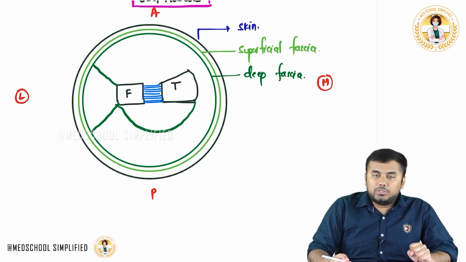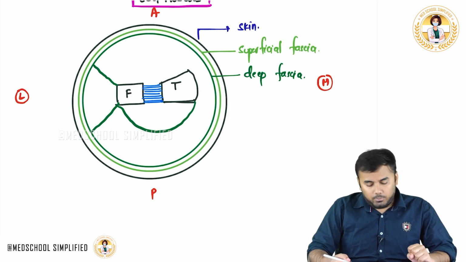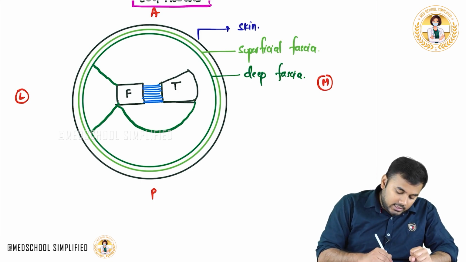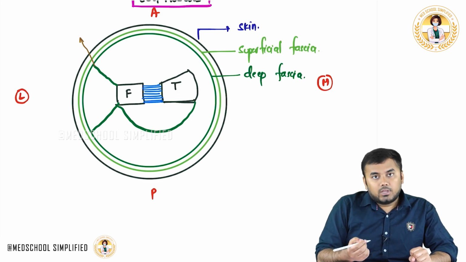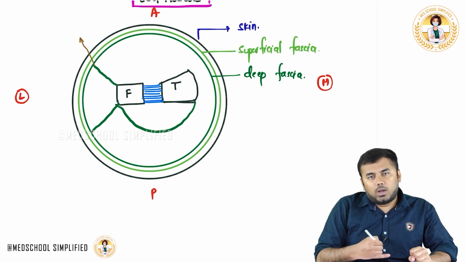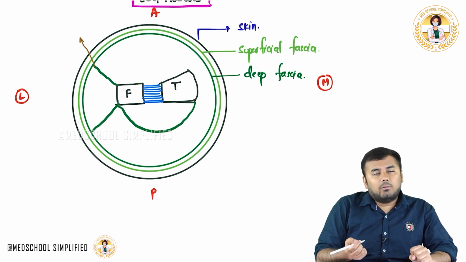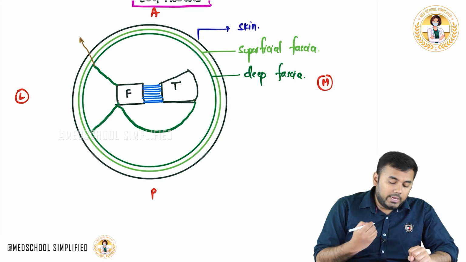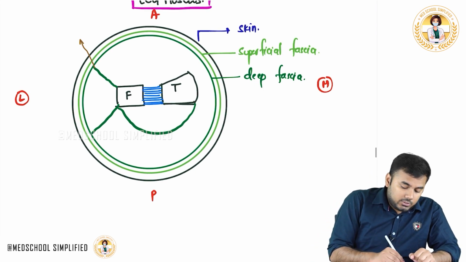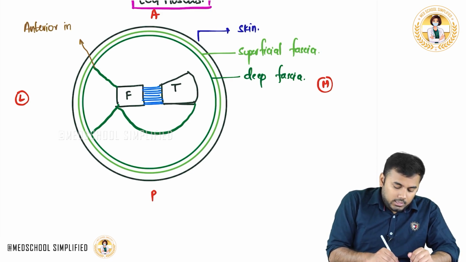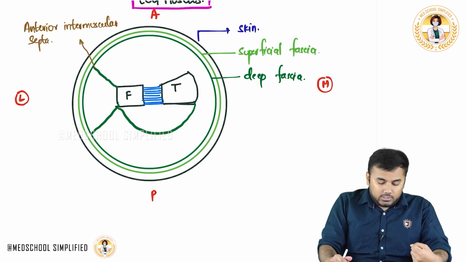So this is the complete picture here. In this picture you can see three important things. You can appreciate that there is a septum dividing the muscles of the anterior compartment from the lateral compartment. This septum is looking anteriorly, so it is called the anterior intermuscular septum.